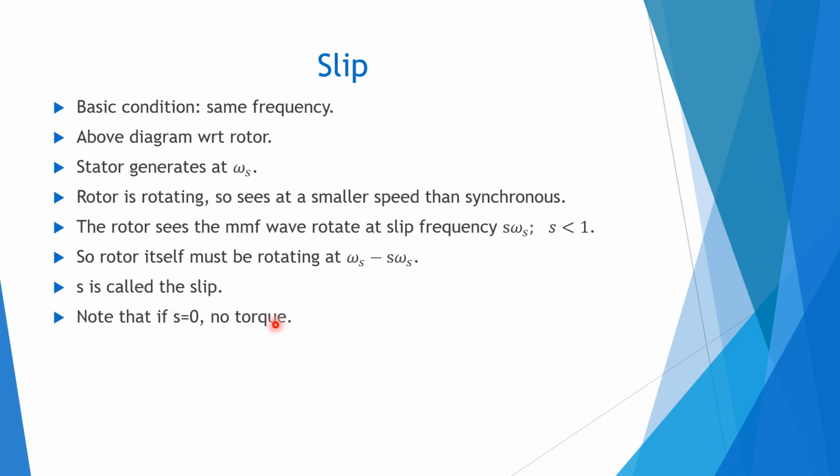Know that if S is 0, there is no relative motion between the stator MMF wave and the rotor, because the rotor sees the MMF wave rotate at this slip frequency. If this was 0, then it doesn't see the MMF wave rotate, and if it's not seeing the MMF wave rotate, it is not a time-varying magnetic field, it is constant in time, and that means the EMF produced is 0, the current is 0, there is no torque, right? Some people try to argue that this is the case because the angle between the two fluxes becomes 180 degrees or something. That is not the case. The EMF produced itself becomes 0.